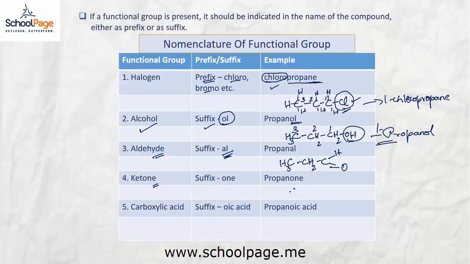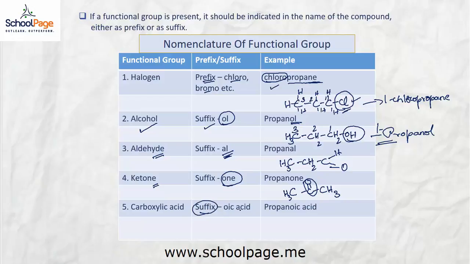So propanone, it's CH3, C double bond O and CH3 again. Because it's a ketone group, it's a suffix which is added as ONE. So it's a propanone. Next is the carboxylic acid.